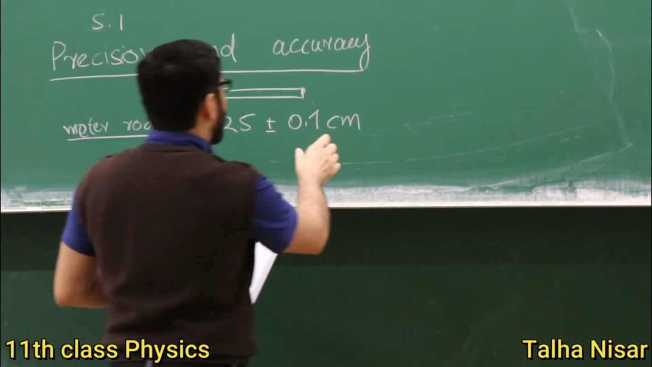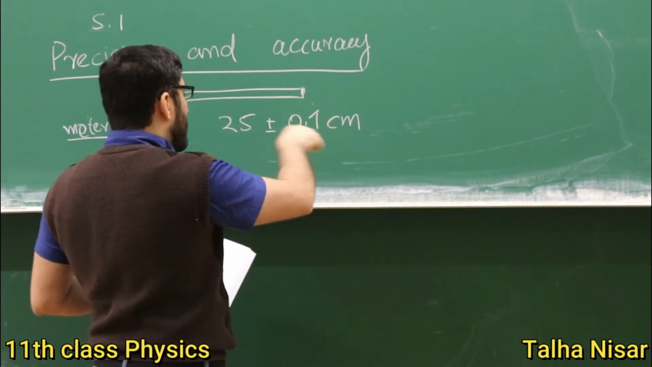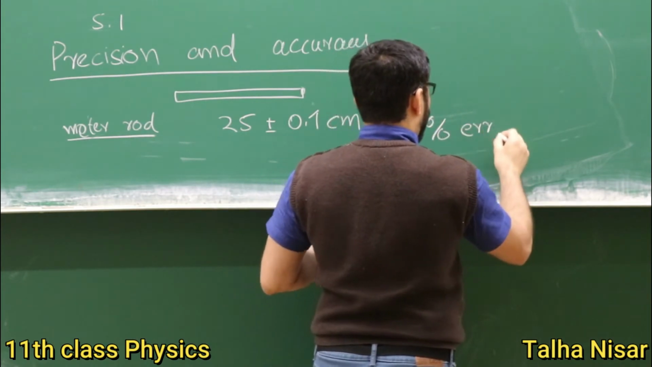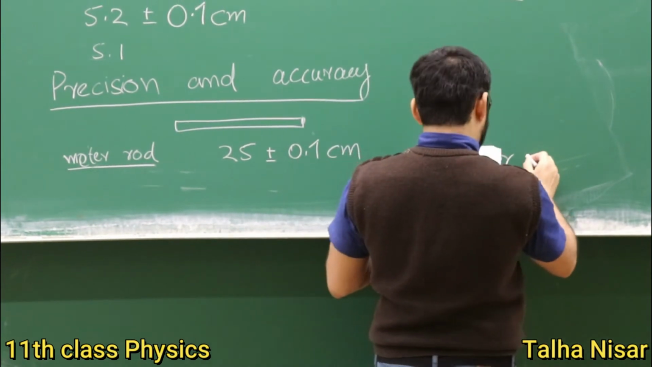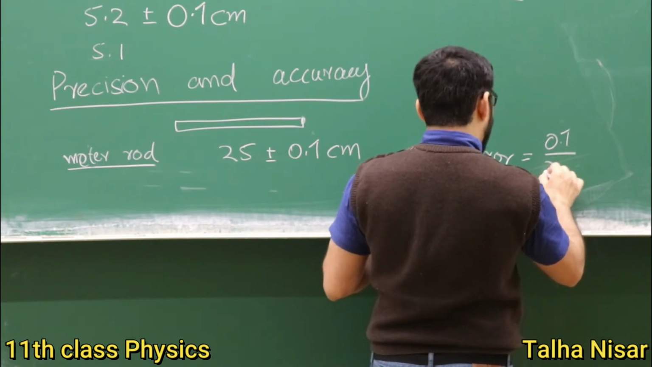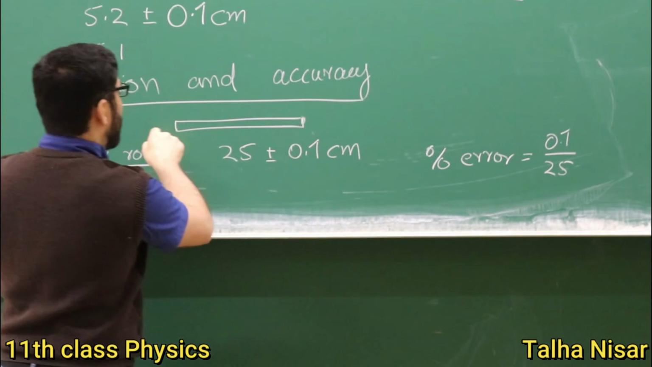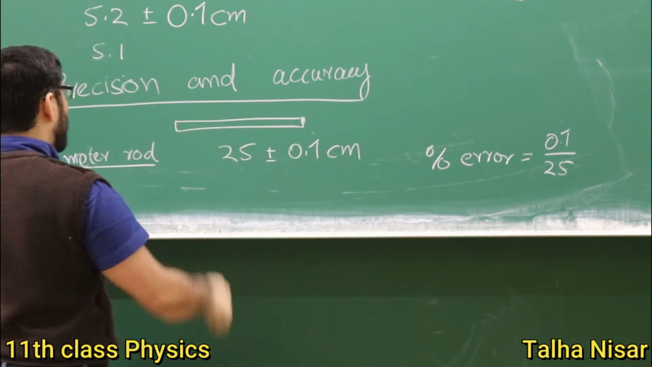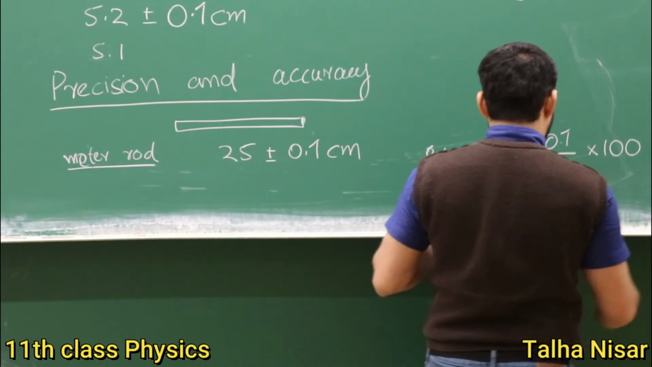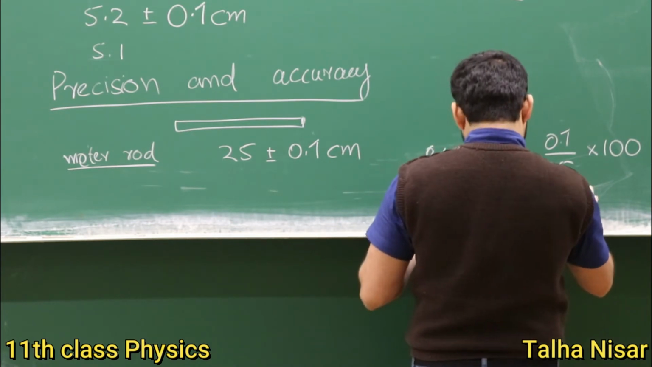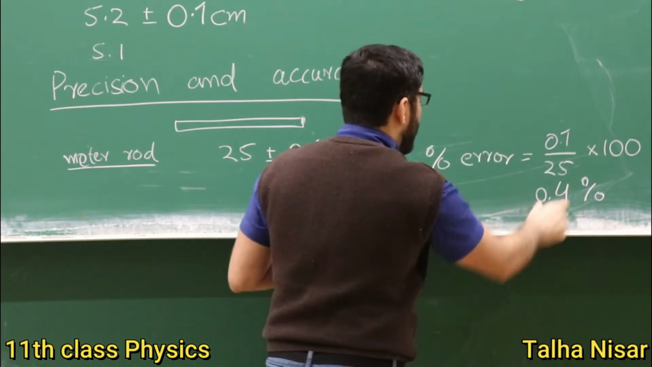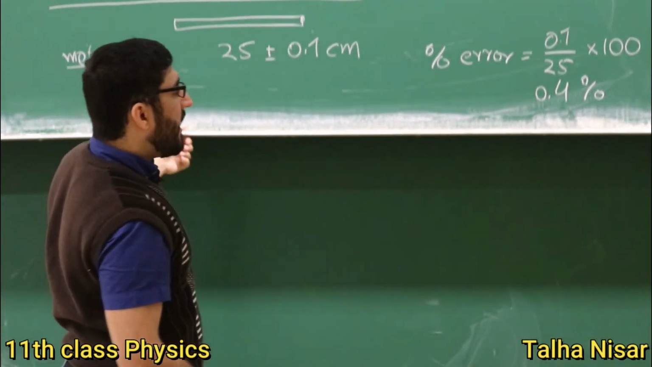And then now we want to see what is the percentage error. So what is the percentage of this error? So 0.1 centimeter divided by 25, which is the length of this object measured with the meter rod, multiplied by 100. So we get 0.4 percent. So the error is 0.4%.